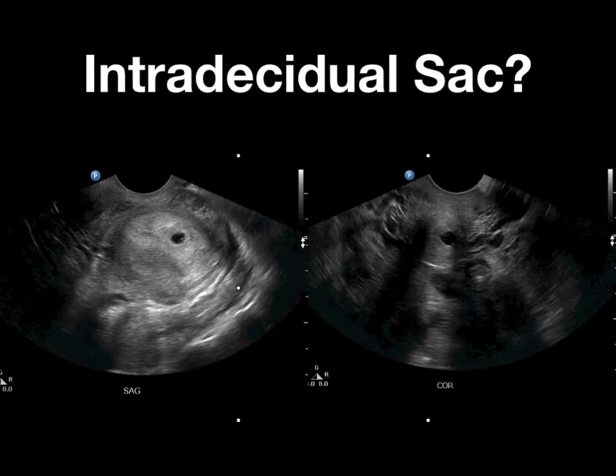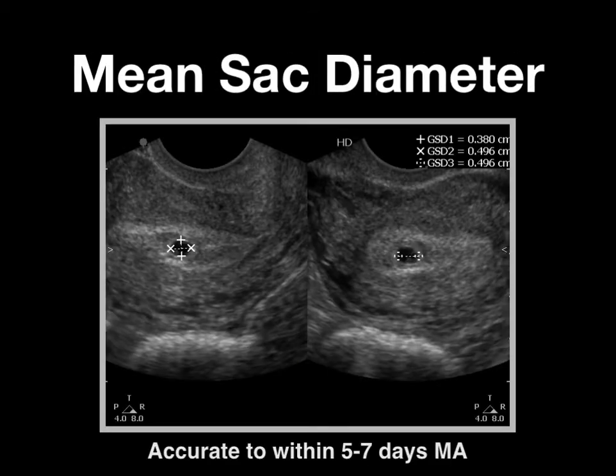So there are other things that can look like an intradecidual sac. When you see what you suspect is an intradecidual sac, you can take measurements of it to obtain a mean sac diameter. This has been found to be accurate to within 5 to 7 days menstrual age. However, it's important to understand you can do mean sac diameter measurements of a Nabothian cyst, of a decidual cyst, or any other structure that you want.